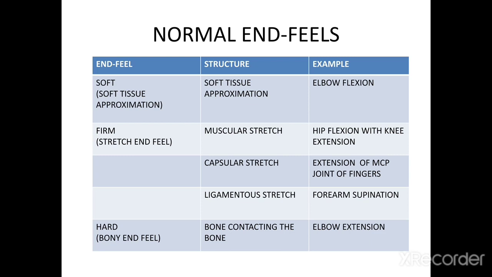Ligamentous stretch. Again, the feel is the same as that of the elastic stretch, and the limitation of the motion is because of the stretching of the ligaments. For example, forearm supination. In forearm supination, the interosseous membrane and the radioulnar ligament will restrict further movement. So that is known as the ligamentous stretch.